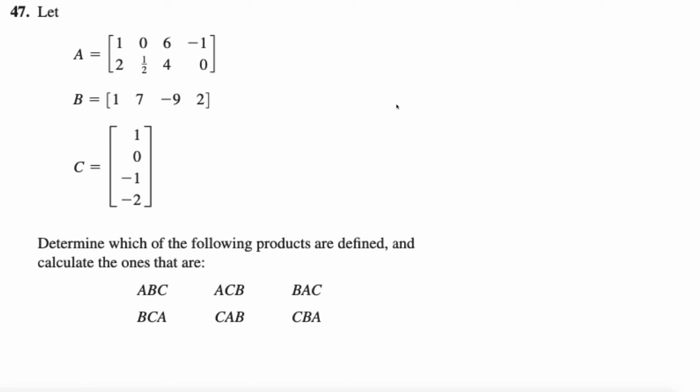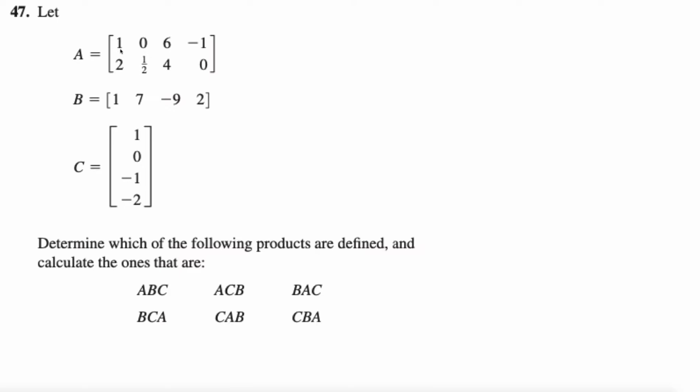Hello, let us look at some matrix multiplication. So, on number 47, these are a few questions that I was asked from the homework. We want to multiply A, B, C, and then all six of these orderings. So, let us try to multiply A, B, C first.